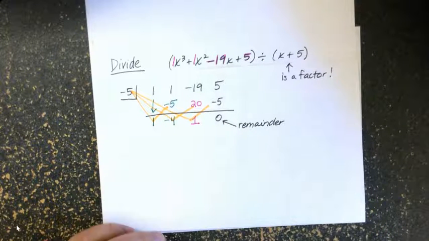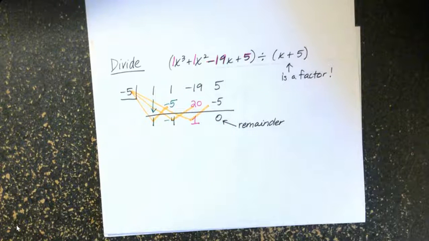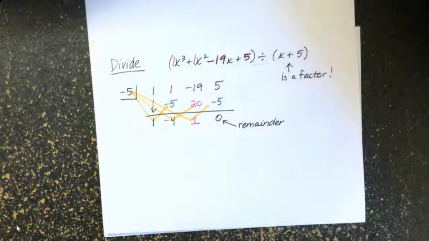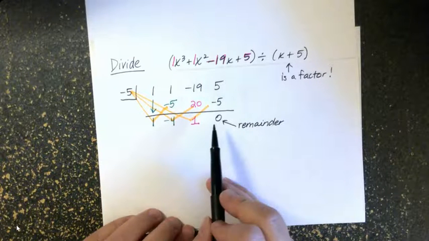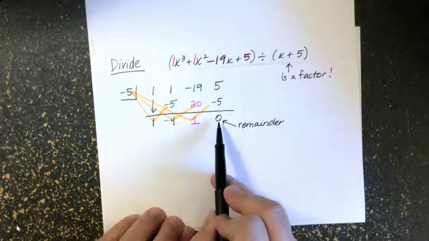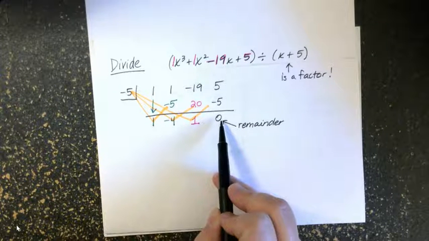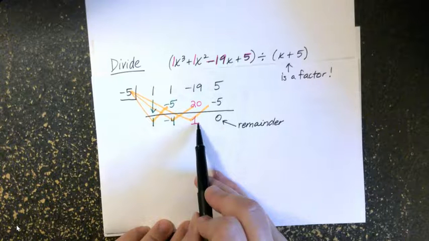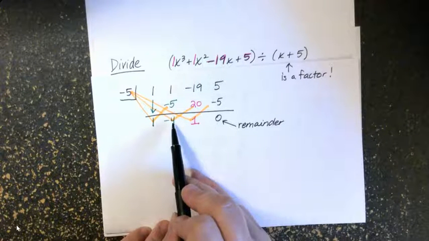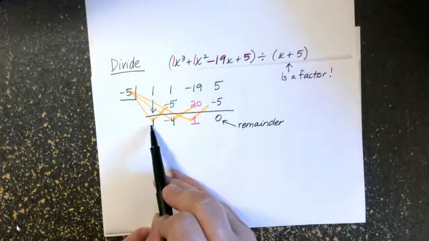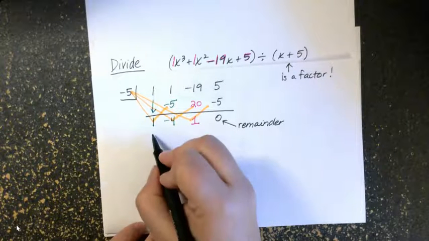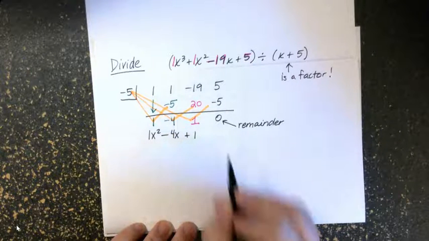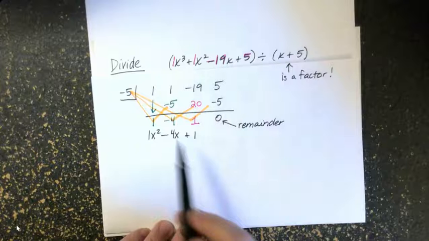Now, looking at our final result here along the bottom, we have to know how to read that. I already told you that the number to the far right, that's the remainder. Okay? What about the other numbers? Well, going right to left, we've got the remainder, and then we start working our way up in terms of powers of x. This would be x to the 0, or the constant term. This would be x to the first. This would be x to the second. So in other words, this says 1x squared minus 4x plus 1 with a remainder of 0. So this is my answer.